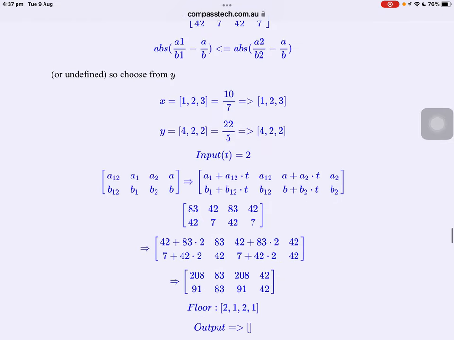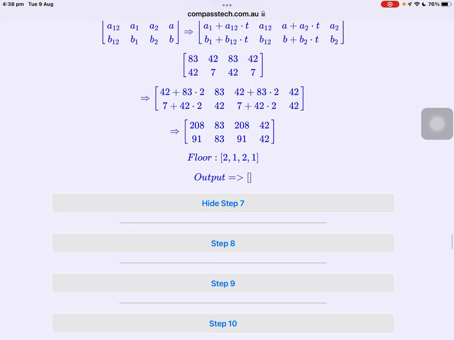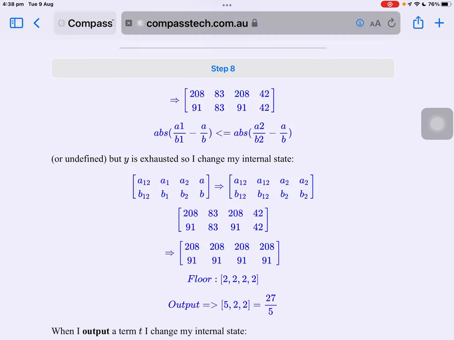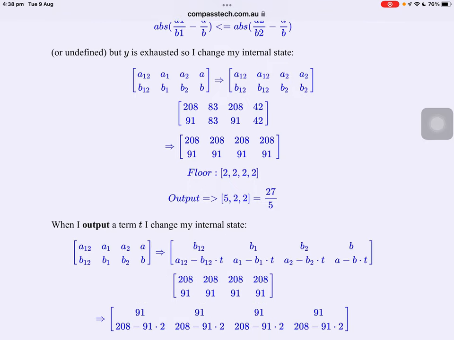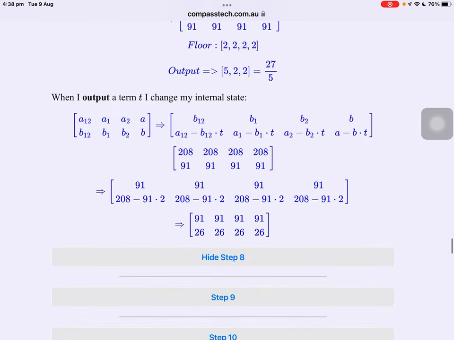This now pulls out our last y term. Our floors are not equal, so no pay dirt this time round. But from now on, things start to get juicy. So our next output is a 2, and we get the next convergent, or 27 over 5.